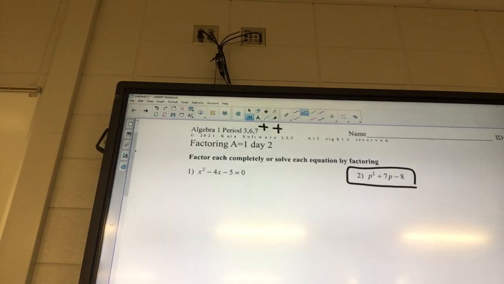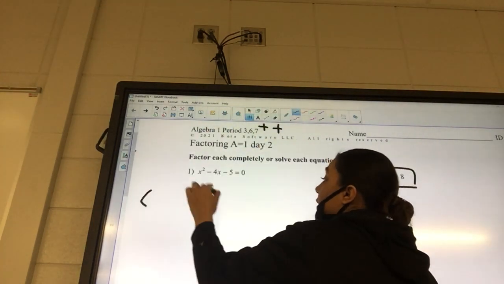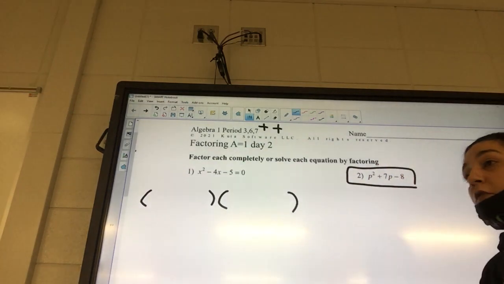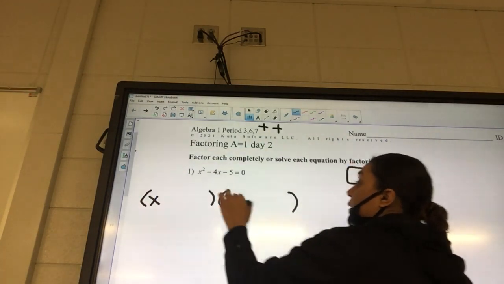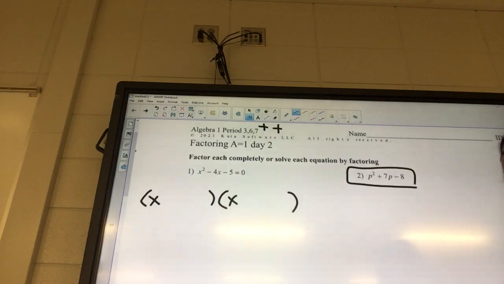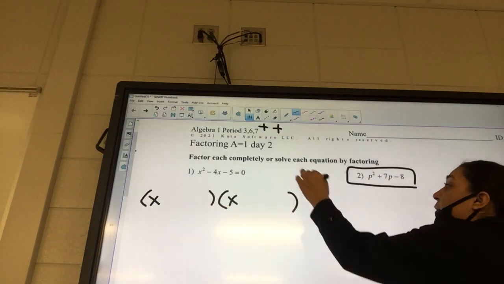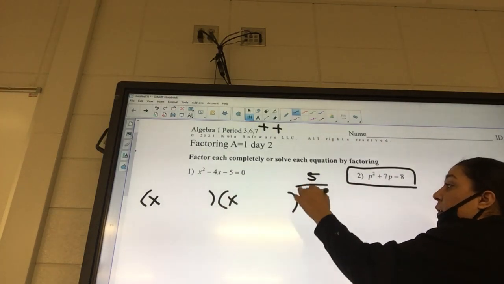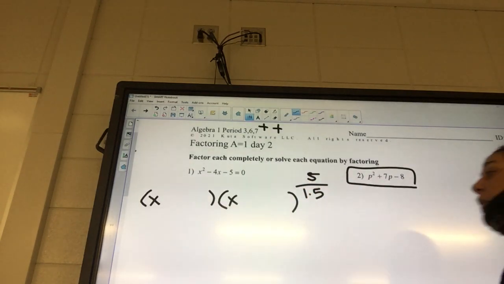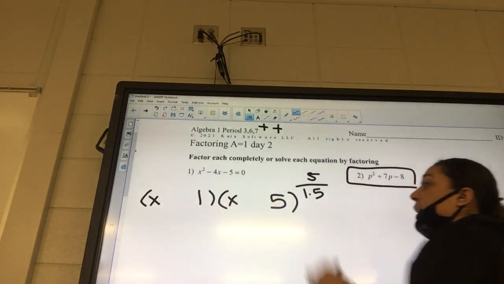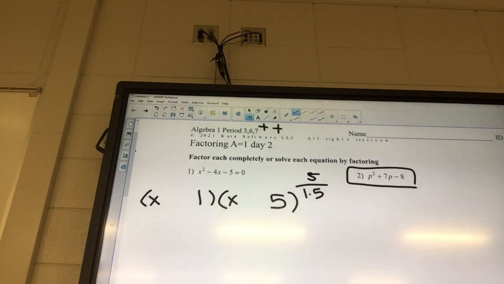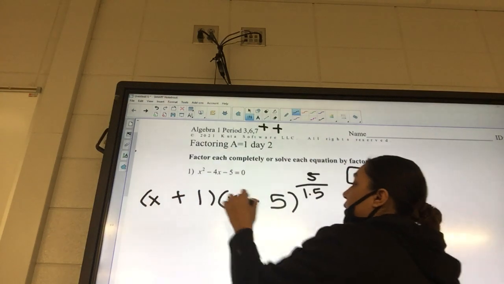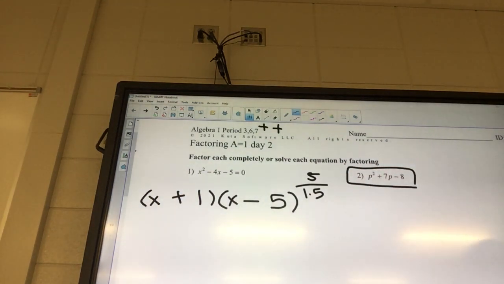Okay, so on this one, still same thing. Draw your 2 parentheses. Fill in the x's. Find the factors of what number? 5. What are some factors of 5? 1 and 5, and that's the only one. Okay, so how can I get a negative 4? A positive 1 and a negative 5. Okay, so this is where we would normally stop, circle.